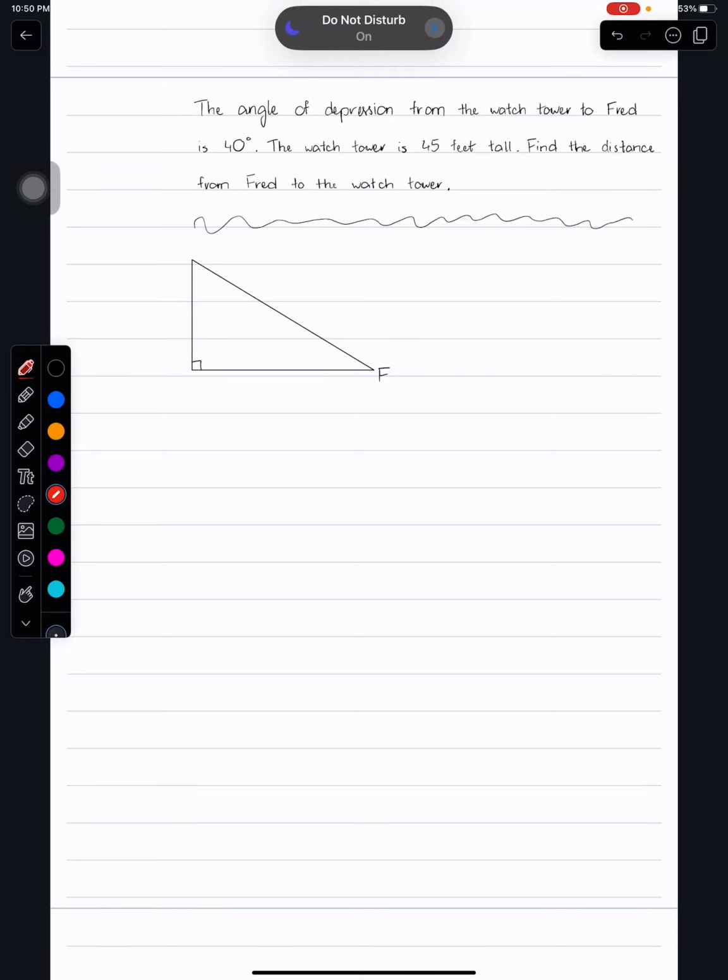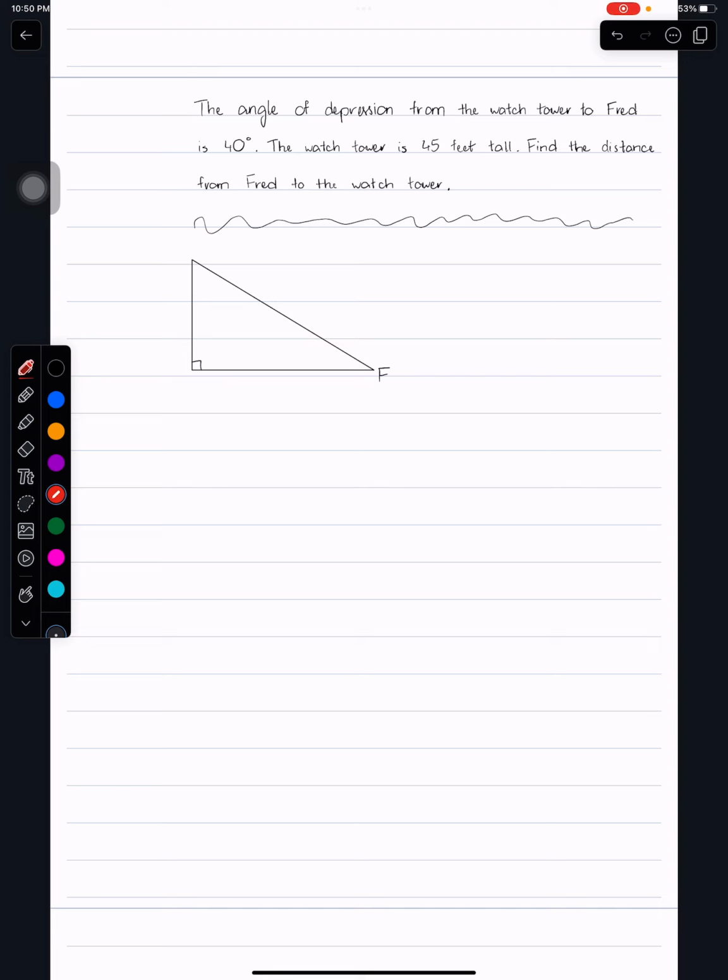For this problem, the angle of depression from the watchtower to Fred is 40 degrees. The watchtower is 45 feet tall. Find the distance from Fred to the watchtower. So first thing first, from the description of the problem, we first need to draw a right triangle.